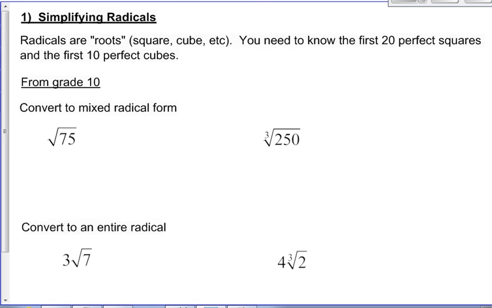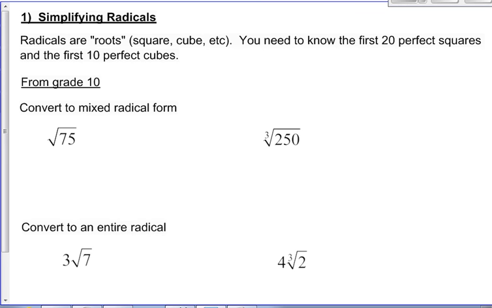So we'll start off with simplifying radicals, which you did in grade 10. Radicals are roots, like square roots, cube roots, etc. You need to know the first 20 perfect squares and the first 10 perfect cubes. And that was true in grade 10 as well. So you need to know that the perfect squares are 1, 4, 9, 16, 25, and so on. The cubes are 1, 8, 27, 64, and so on.